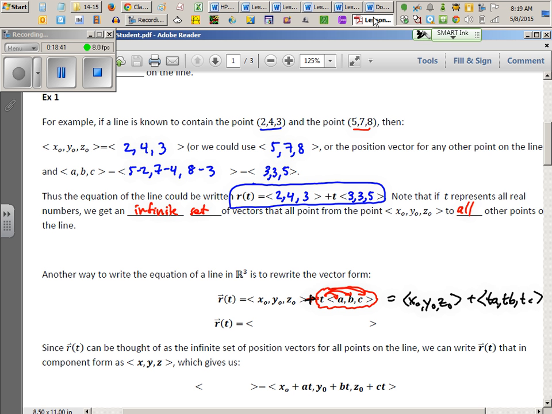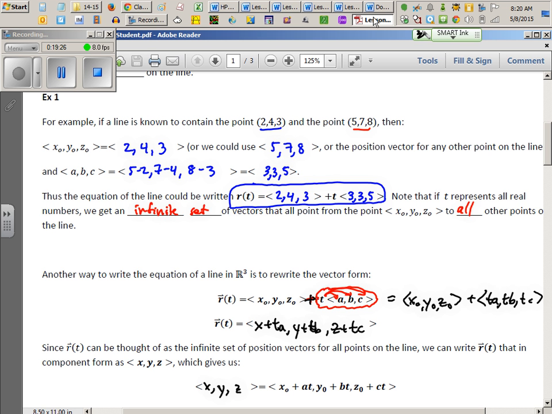Or, since you're adding these two vectors, you could just collapse it all into one vector: x naught plus ta, comma, y naught plus tb, comma, z naught plus tc. And since the left side, r of t, is really just its own vector, you could write this side as x, y, z. So I haven't really done anything new, but I rewrote things a little bit. I distributed the t, collected the two vectors into one bracket, and labeled the left side, instead of r of t, as x, y, z.